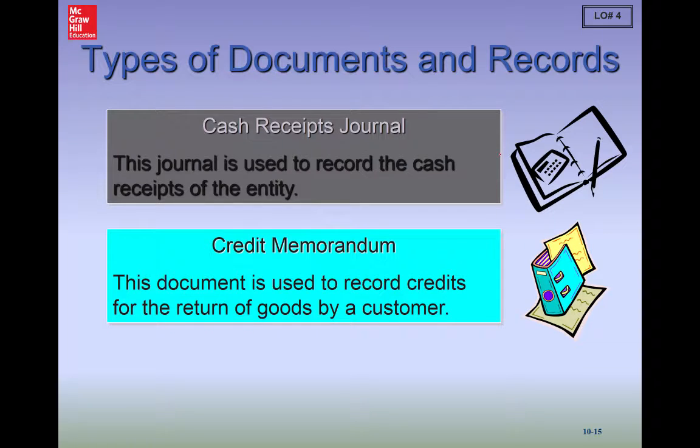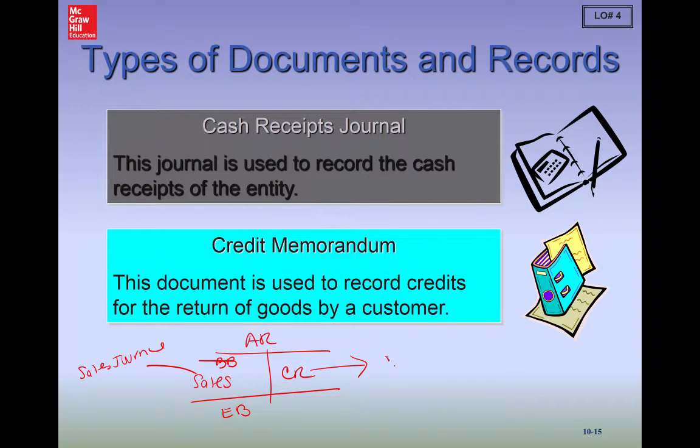Now, cash receipts journal, we love this in terms of auditing, because if you keep in mind our accounts receivable T account, right, we have beginning balance, and then accounts receivable are increased with sales, but they are decreased with cash receipts to get our ending balance. And these sales we can tick and tie to our sales journal, and these cash receipts we can tick and tie as accountants and as auditors to our cash receipts journal.